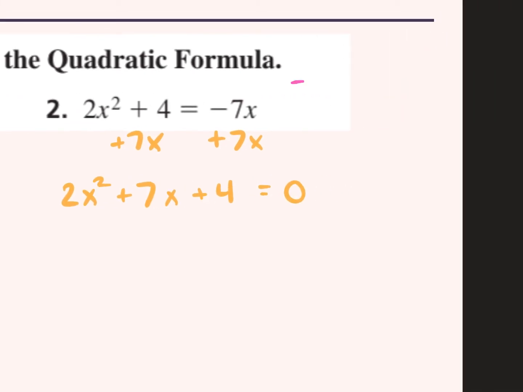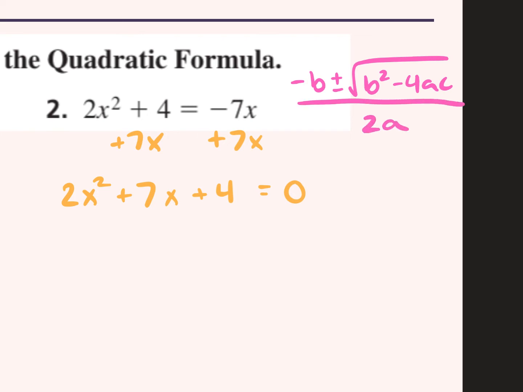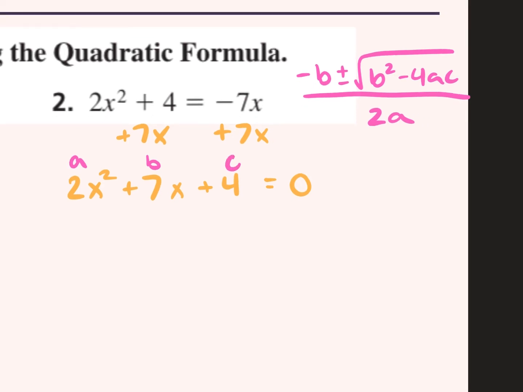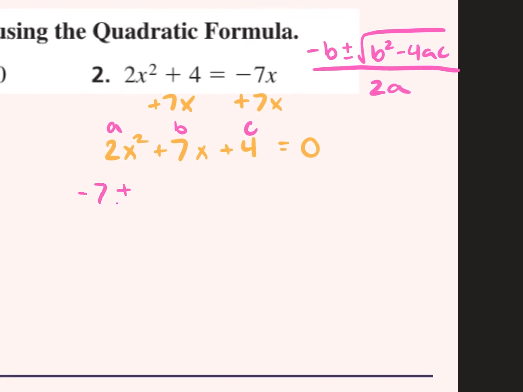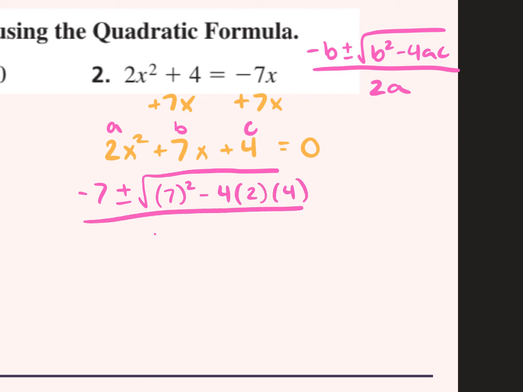Our formula is negative b plus or minus the square root of b squared minus 4ac over 2a. What's my a? 2. What's my b? And what's my c? Perfect. So now we can just plug everything in. So this would be negative 7 plus or minus the square root of 7 squared minus 4 times 2 times 4 over 2 times 2.